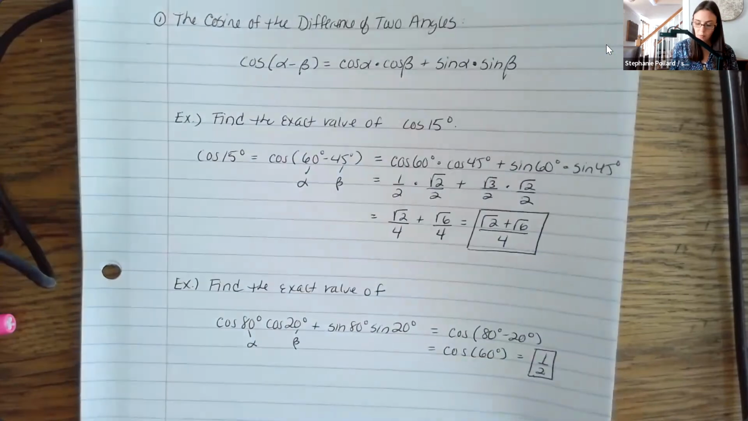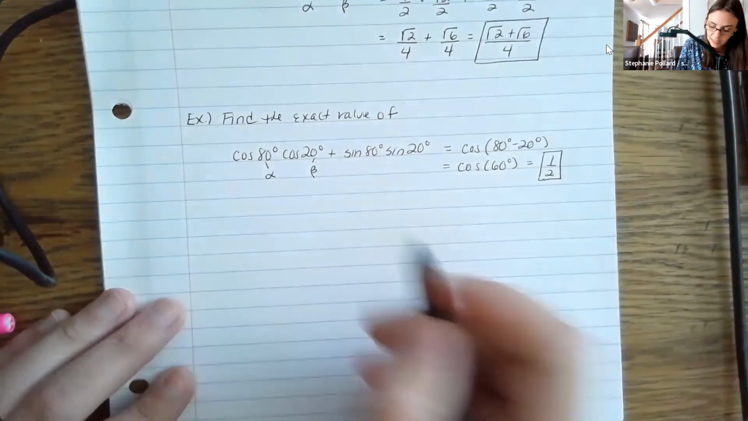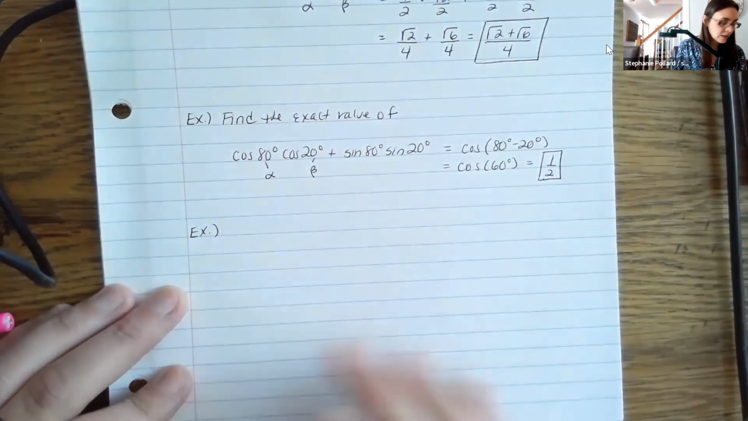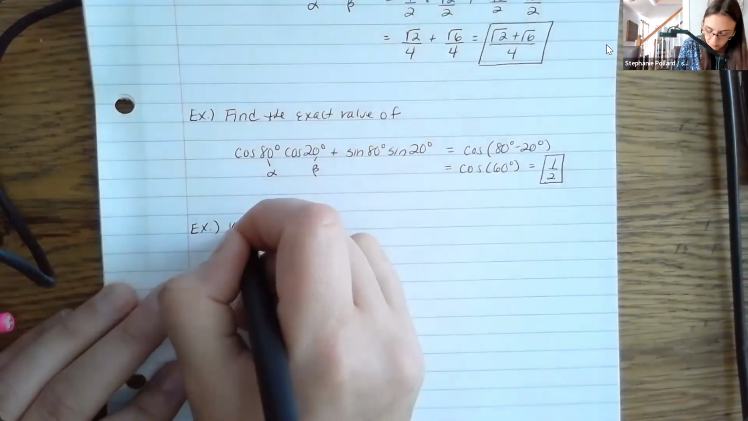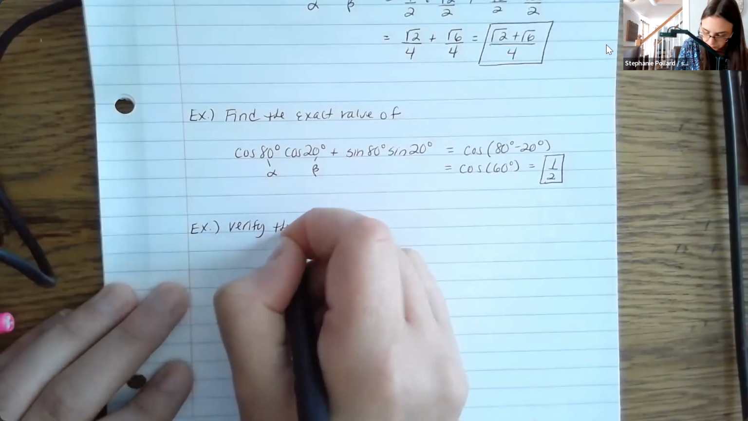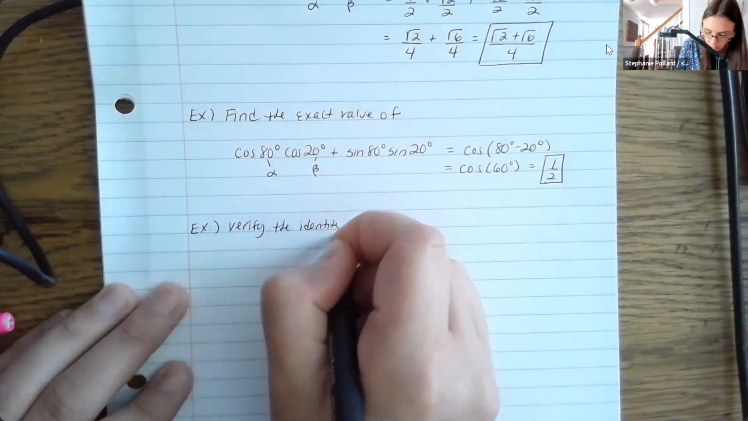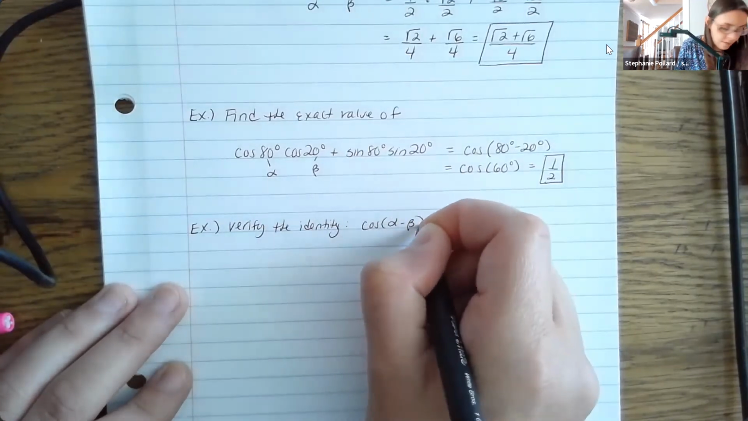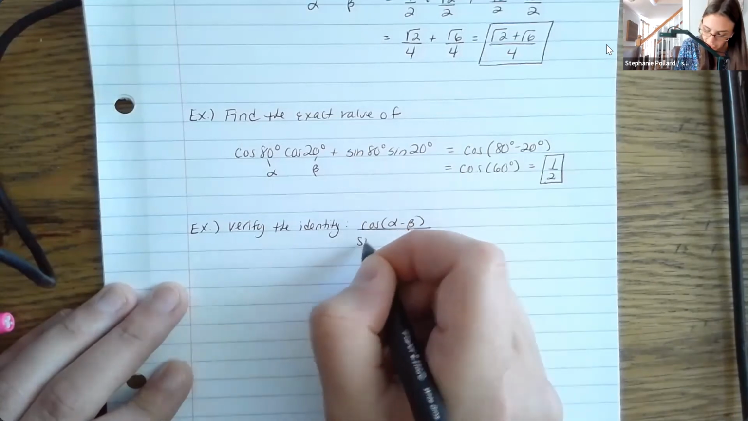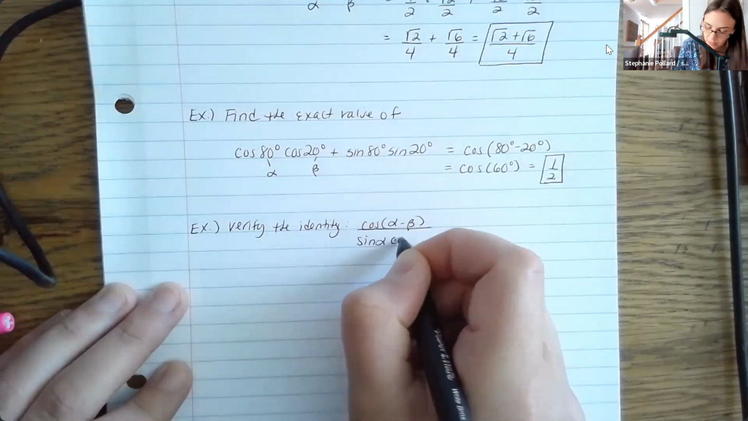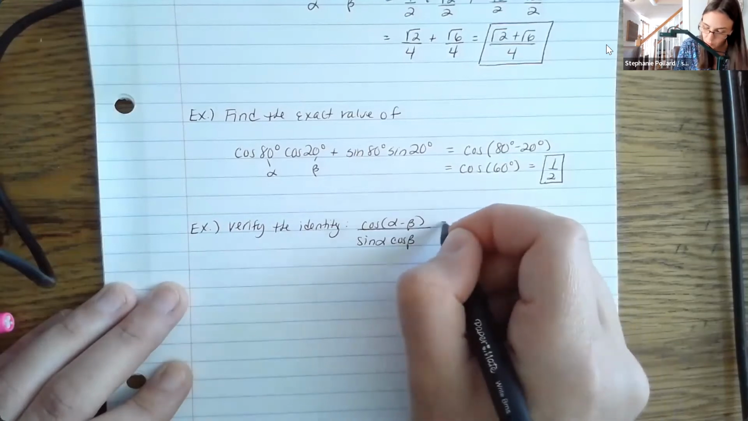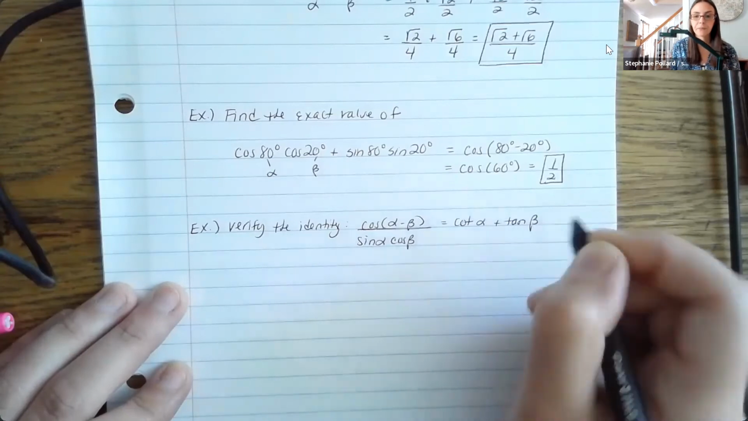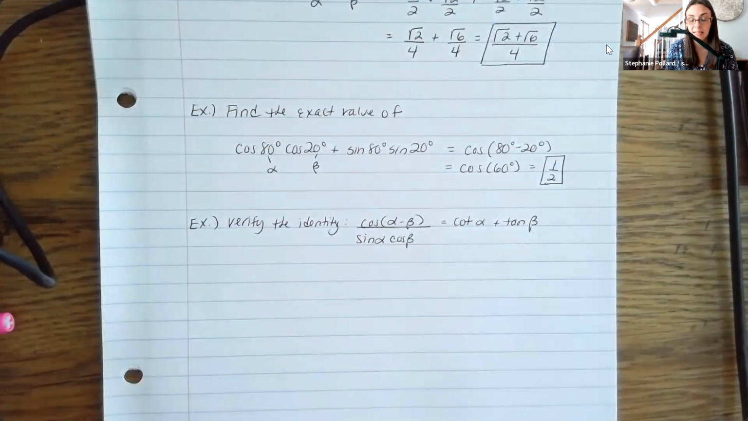Now, I do want to do one more example here. And this time we're going to kind of combine what we were doing the last set of videos with verifying identities. So let's verify the identity cosine of alpha minus beta over sine alpha multiplied by cosine beta equals cotangent alpha plus tangent beta. So this is the identity we want to verify.